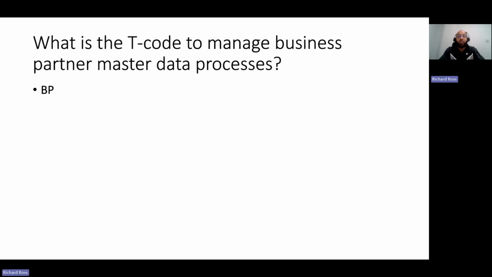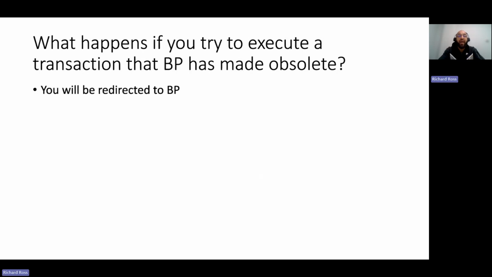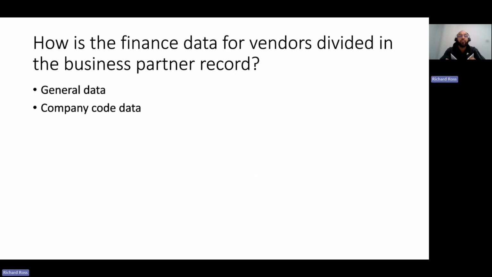What is the T code to manage business partner master data processes? BP. What happens if you try to execute a transaction that BP has made obsolete? You will be redirected to BP. How is the finance data for vendors divided in the business partner record? General data and company code data.